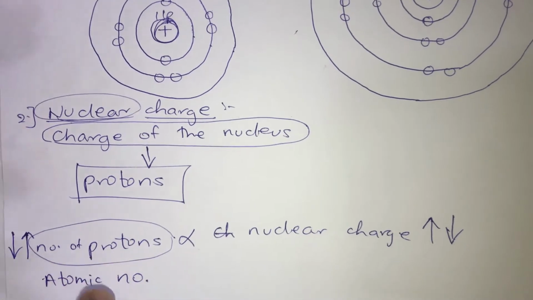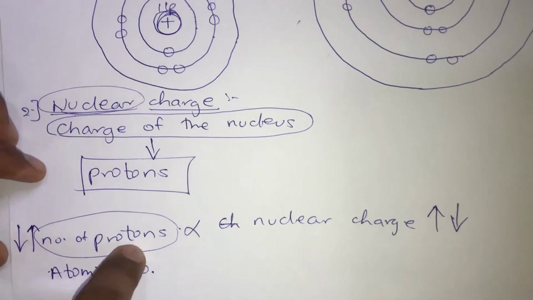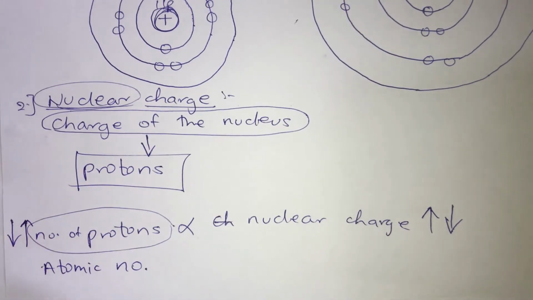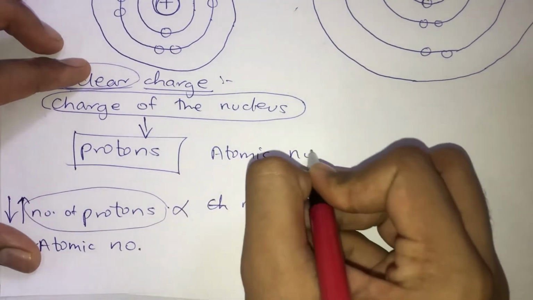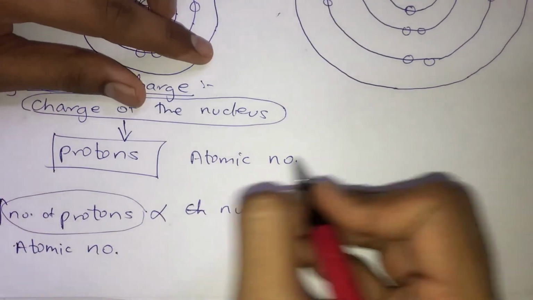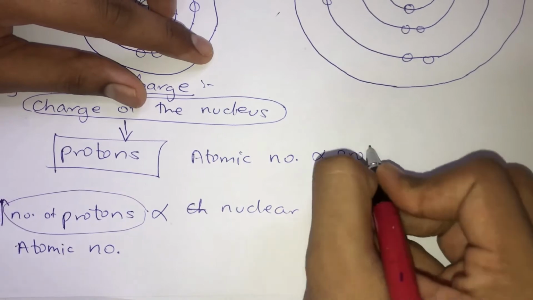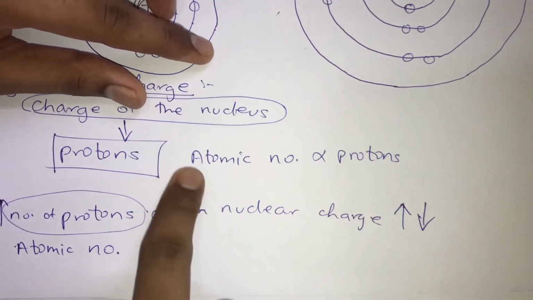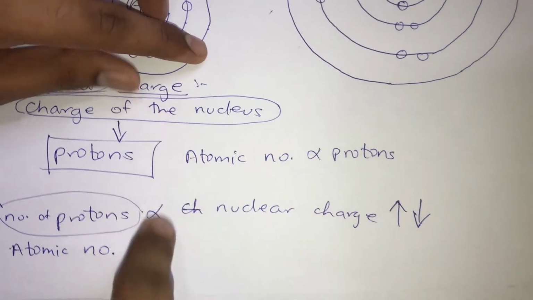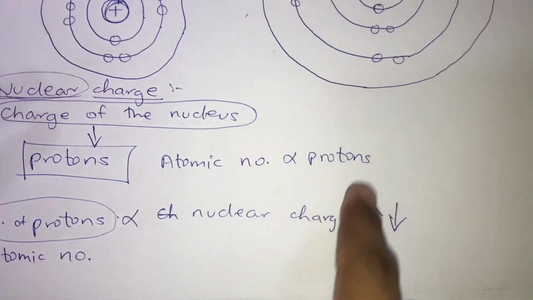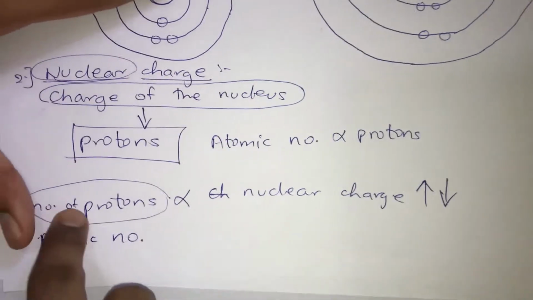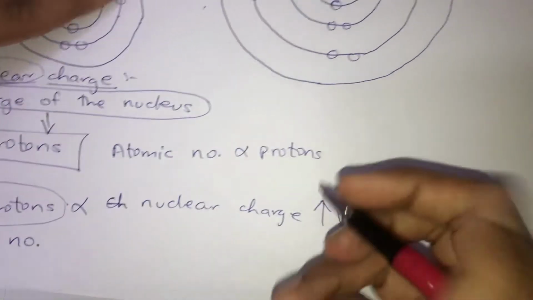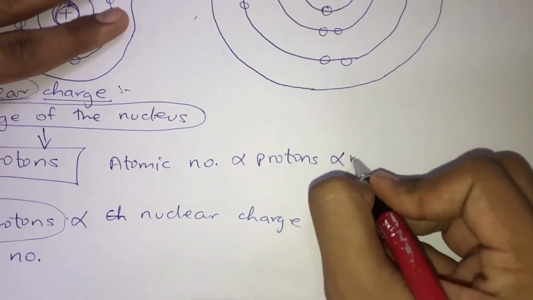So now if the number of protons is completely dependent on the atomic number, can I say that the atomic number is directly proportional to protons? Because if you increase the atomic number, then it is obvious that the protons in the nucleus are also going to increase. And as we have seen over here, the number of protons is also directly proportional to the nuclear charge.